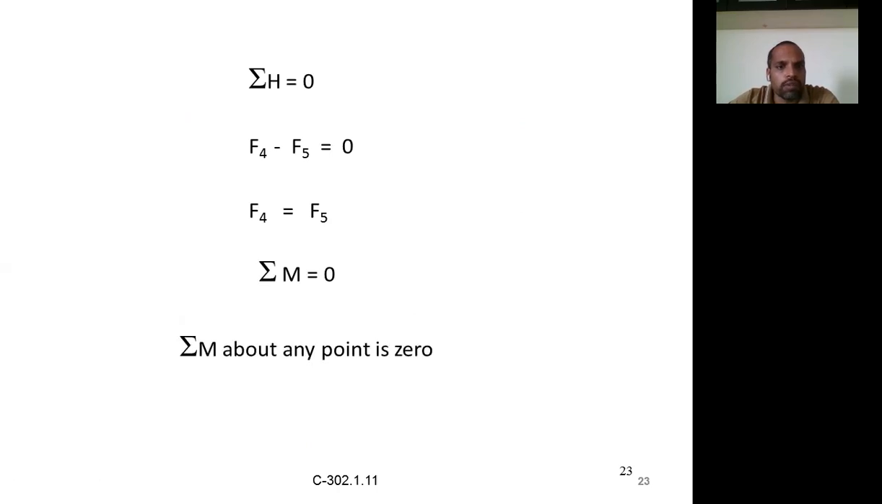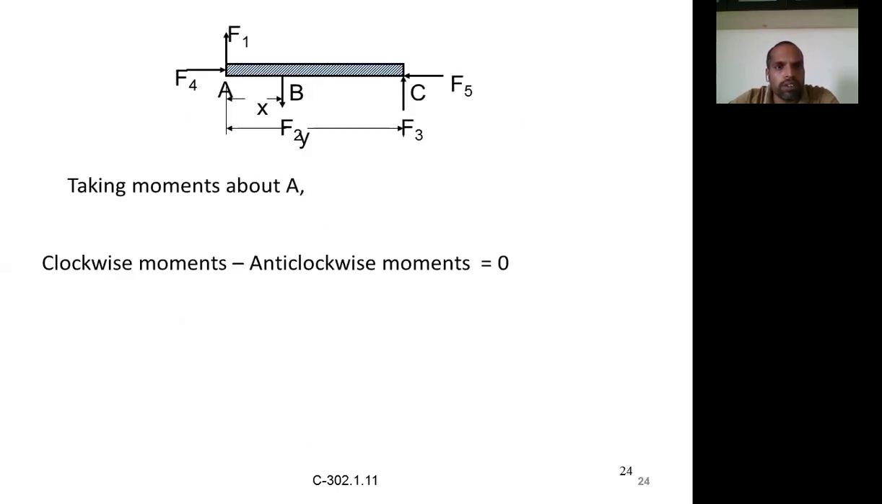If you take the sum of the moments about any point, let us say about this point A, what are the clockwise moments and anti-clockwise moments? F1 will not create any moment, as per your first moment theorem. F4 also will not create any because it is also passing through the point. F5 also will not create any moment because its line of action passes through the same point A.